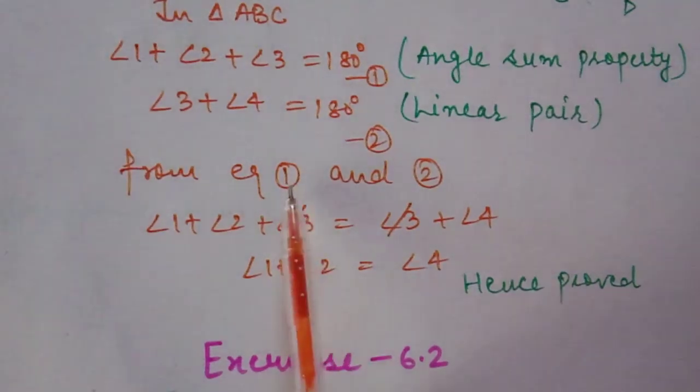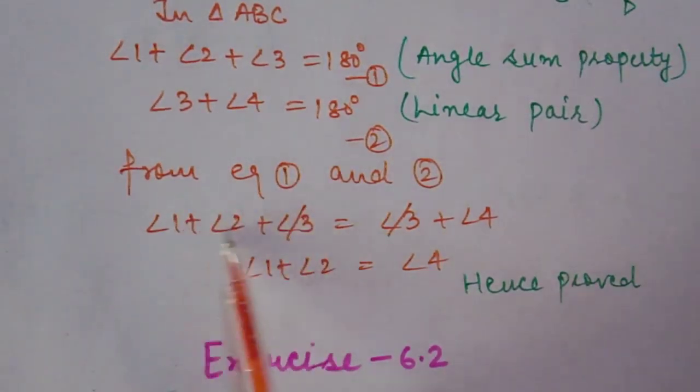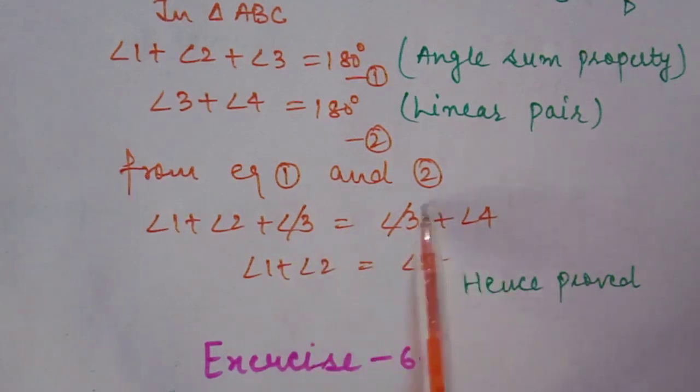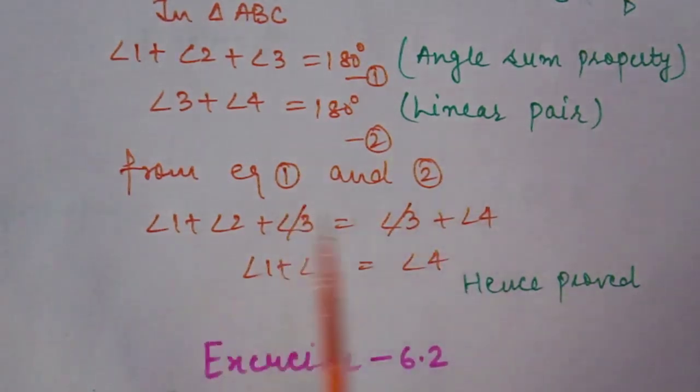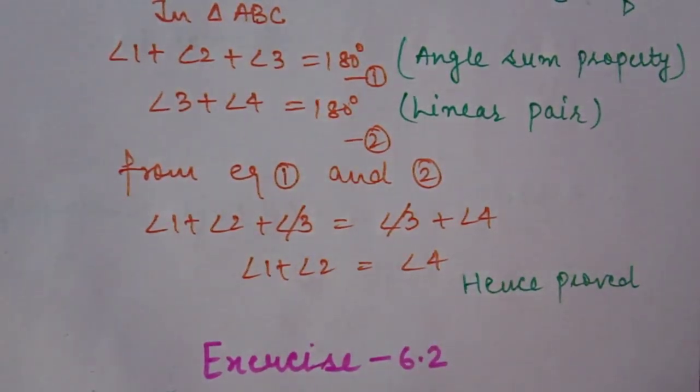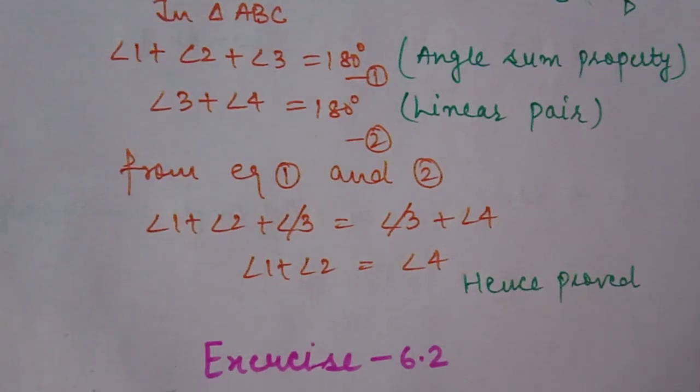If equations 1 and 2 are equal to the same thing, then they are equal to each other also. So, we put the value of 180 from the second equation into the first equation. So, angle 1 plus angle 2 plus angle 3 is equal to angle 3 plus angle 4. Angle 3 cancels out from both sides. So, angle 1 plus angle 2 is equal to angle 4. Hence proved. So, it is a very easy theorem. Now with this theorem, all theorems are finished from your chapter 6. Now your next exercise, 6.2.